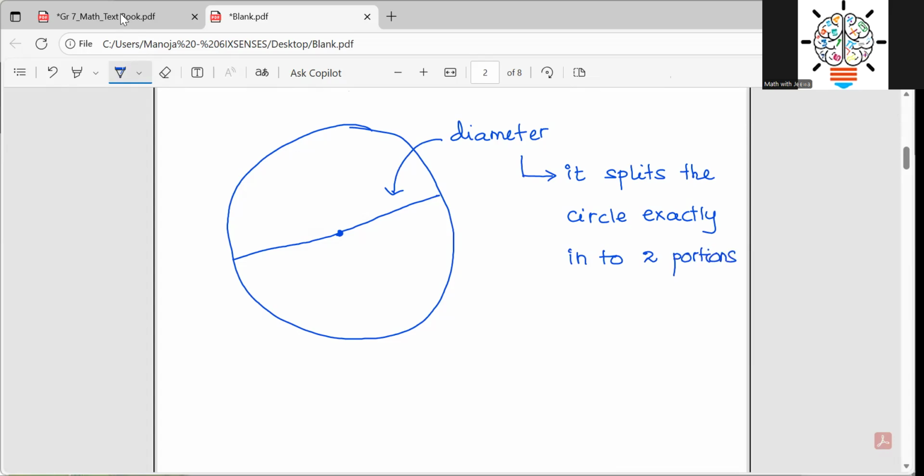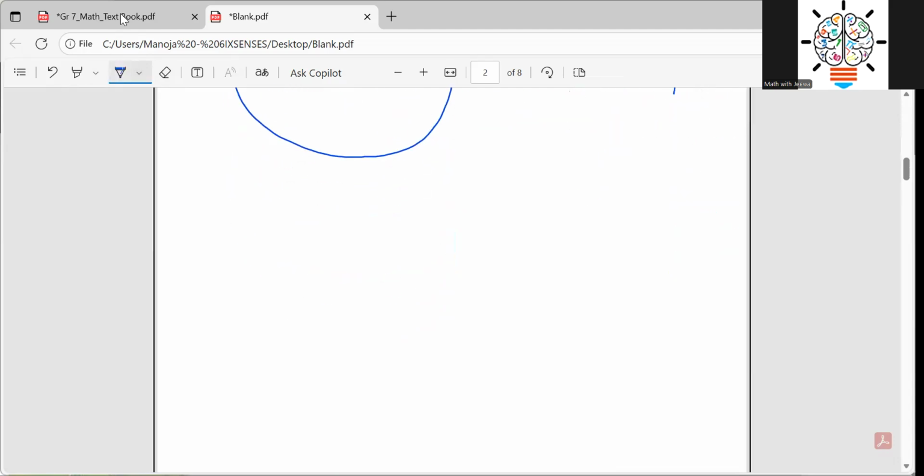Into 2 portions, right? So on the other hand, if I draw another line, this line, this is the center, and it starts from this corner and this corner. This is not the diameter now. I started from one particular point on the circumference and I went to another particular point on the circumference, but it doesn't go through the center.